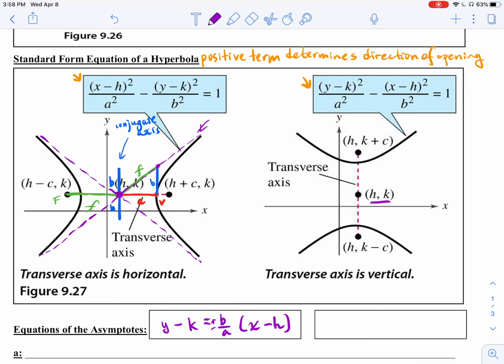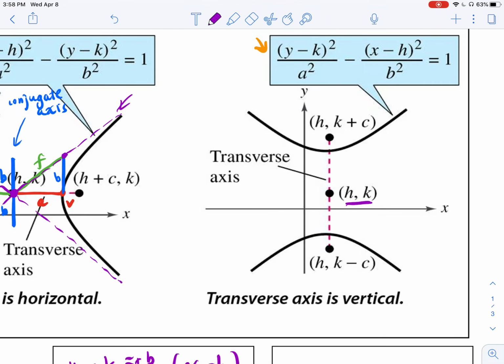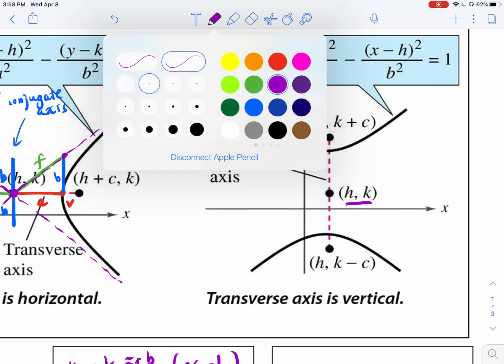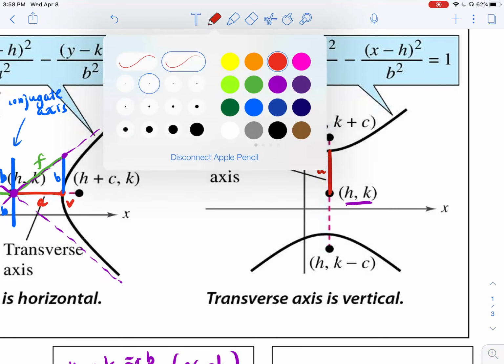Just to really hammer this home, let's look at hyperbola where our transverse axis is horizontal. Let's look at the second diagram right over here. When our transverse axis is vertical, pause the video right now and just ask yourself, what would my A, B, and F look like in this particular hyperbola? Well, our A value, again, is the distance from our center to my vertex. So I'm going to say this is my A.